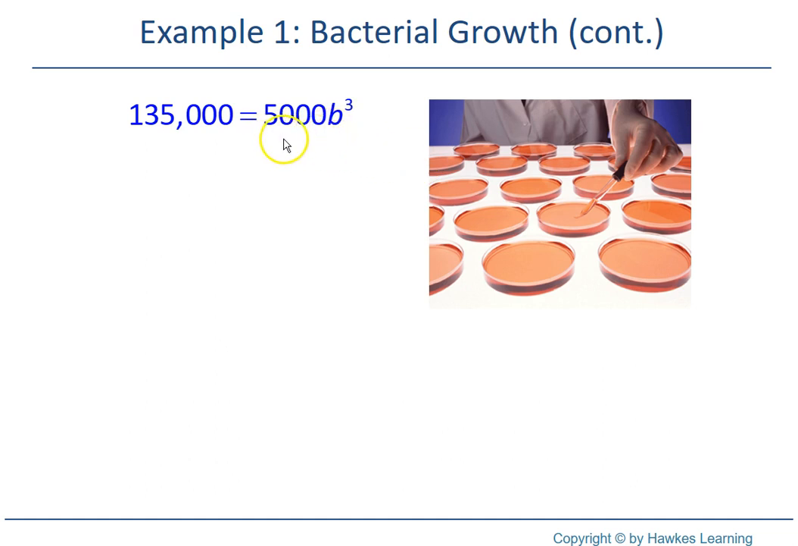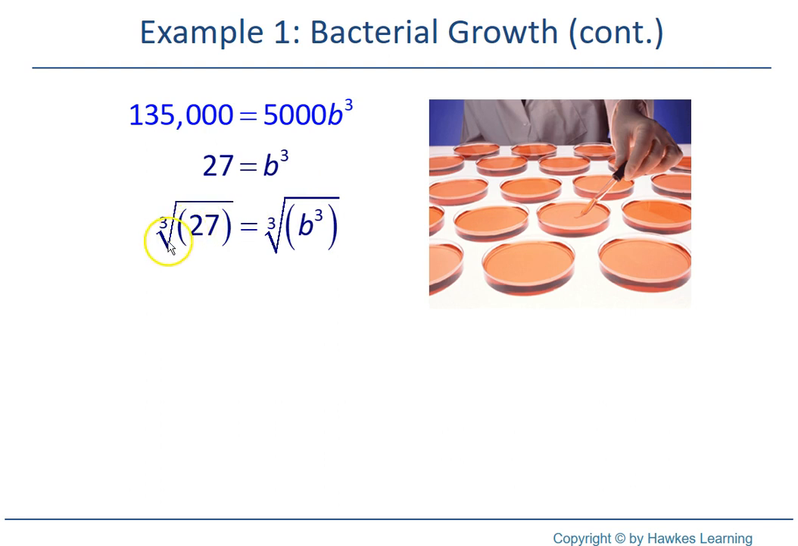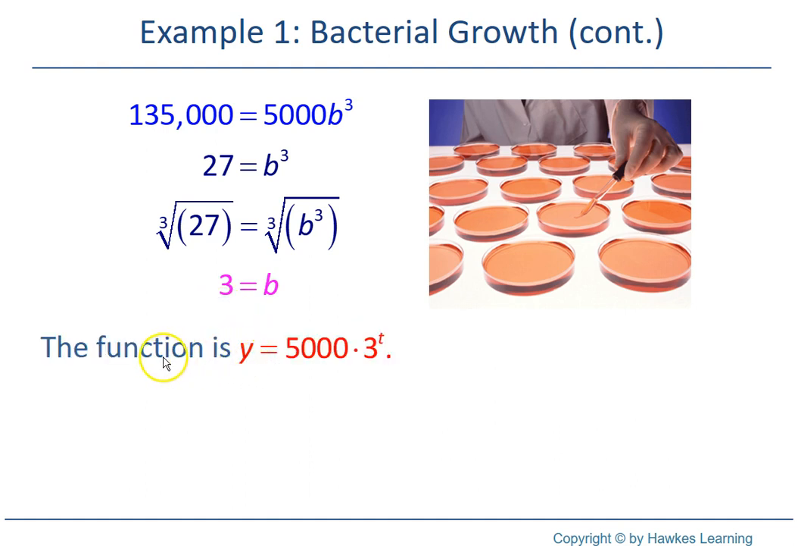So what do you think we're going to do here? We're going to divide both sides by 5,000. And when we do that, we get 27. And when we take the cube root of b and the cube root of 27, we get b equals 3. So what will our formula be? Well, the function of y is, and this was y sub 0, our initial amount, 5,000, and our b value now we know is 3. Okay.